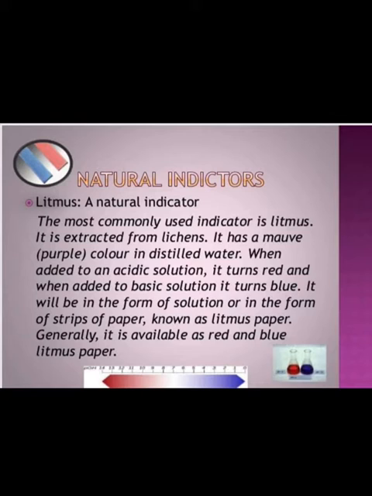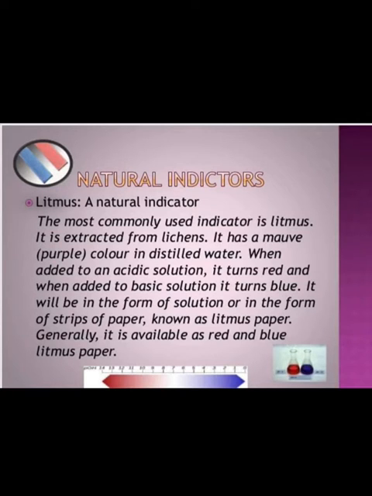Other than these indicators, we use some chemical compounds which act as indicators, for example, phenolphthalein. They change color in acidic or basic medium. Got it? What are some examples of indicators? Litmus, turmeric, China rose, phenolphthalein.